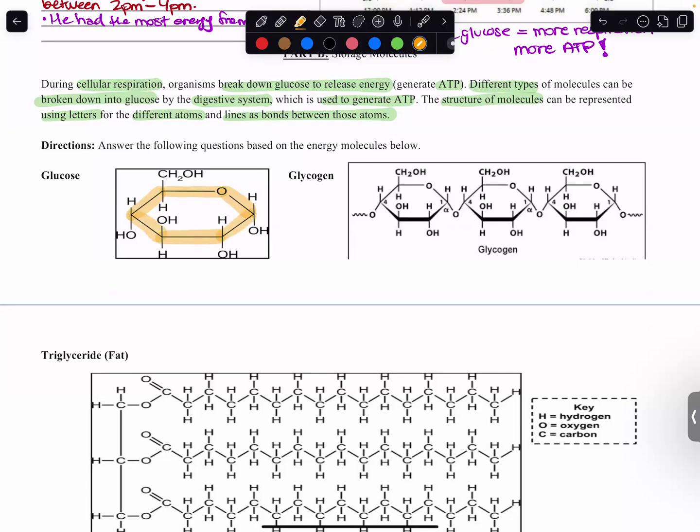R-I-N-G, a ring. And in this case, it's a hexagon. Anytime that I see this hexagonal shape, I know that I'm talking about a sugar. And what I also want to point out to you is that anytime a word ends in OSE, it's a sugar, especially of a simpler sugar. Not always simple, but OSE.